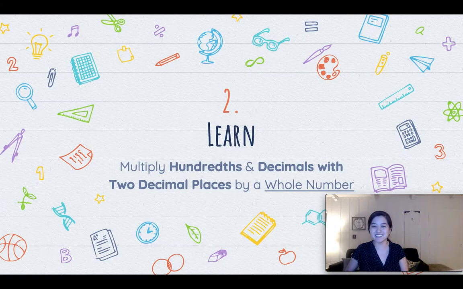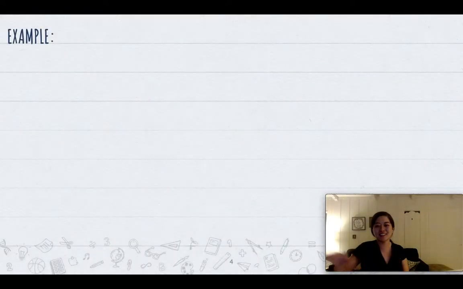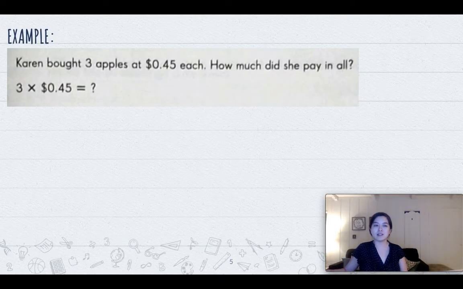Well, let's get started. Okay, let's look at this example. Karen bought 3 apples at 45 cents each. How much did she pay in all? So that means we're going to do the multiplication 3 times 45 cents.